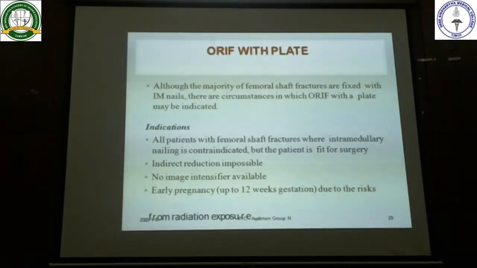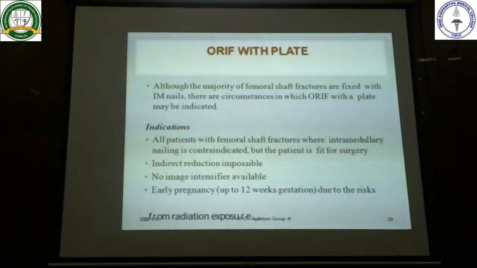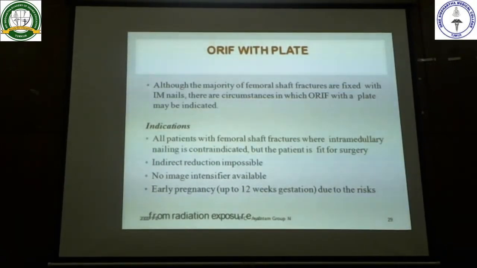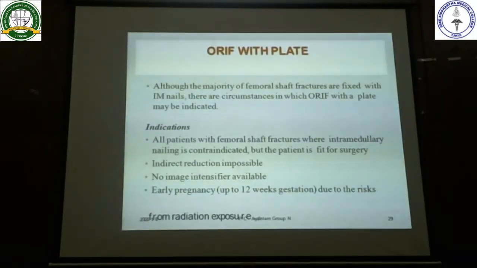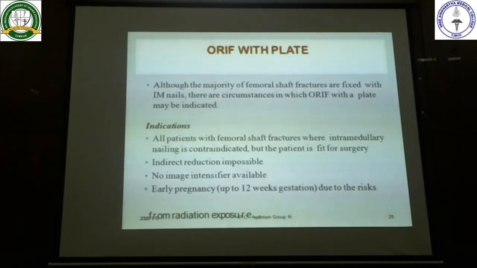But sometimes you need to fix it with a plate and screws. So what are the conditions where you need to fix it with a plate and screws? For example, all patients with femoral shaft fractures where intramedullary nailing is contraindicated, which you have already seen. What are the contraindications for an IM nail? But the patient is fit for surgery. Specifically, IM nail is contraindicated, but the patient is very well fit for surgery. There you need to use what is known as a plate and screws.